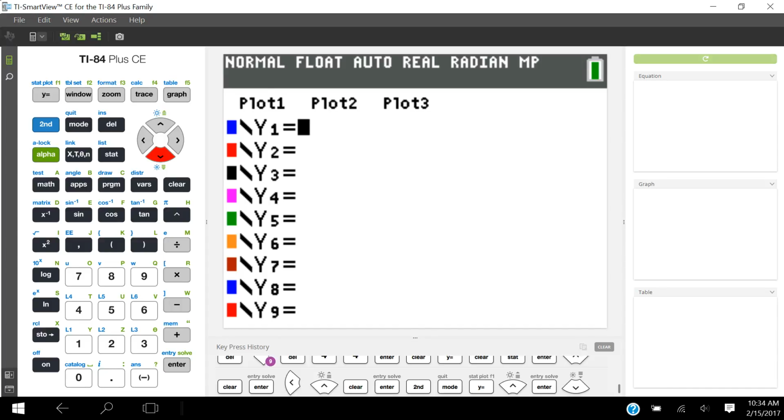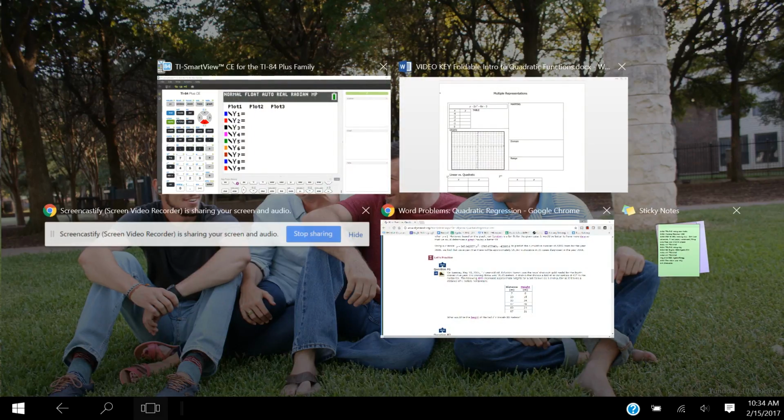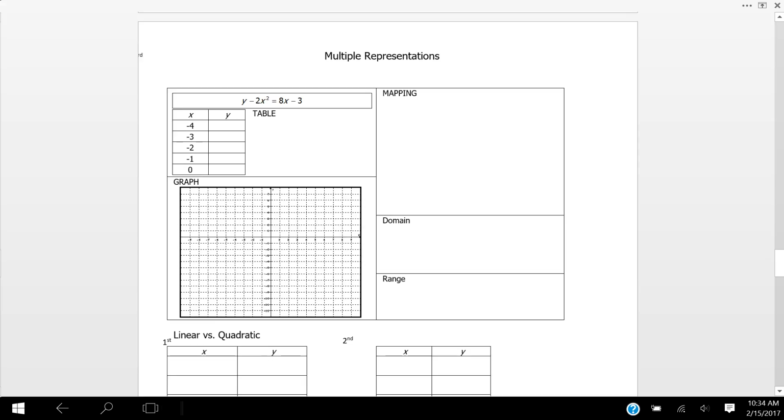I'm going to put in, ooh, first I have to solve, don't I? Dang. Let's go back over here. Okay, first I have to solve this. This is not ready to go, is it? I have to add 2x to both sides, 2x squared. So I end up with y equals 2x squared plus 8x minus 3. Yeah, because otherwise it doesn't go in there, does it?